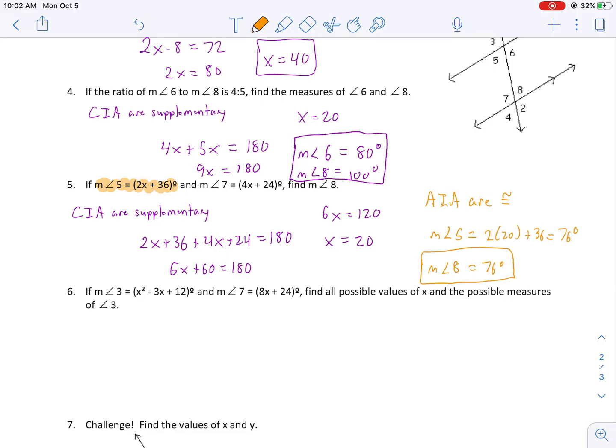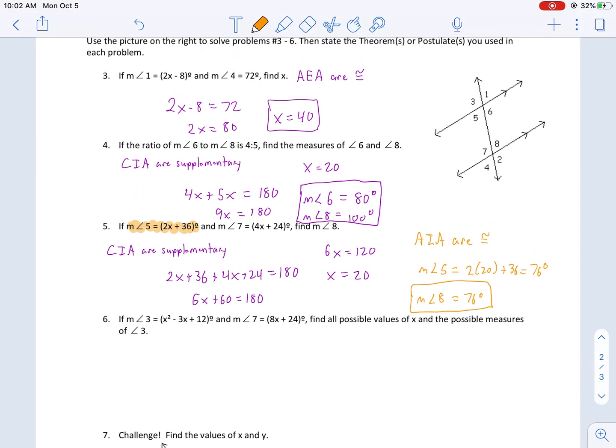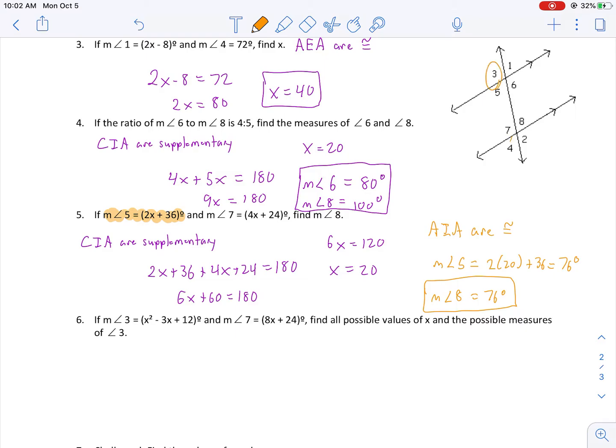And now number 6. So we have angles 3 and 7, which are right here. And those are corresponding angles. See how they're both in the upper left corner there on the same side of the transversal. So now we have that corresponding angles are congruent. That's what we're using here.